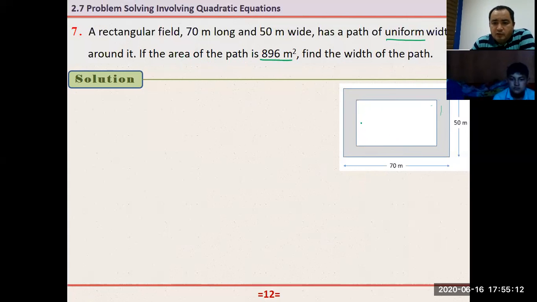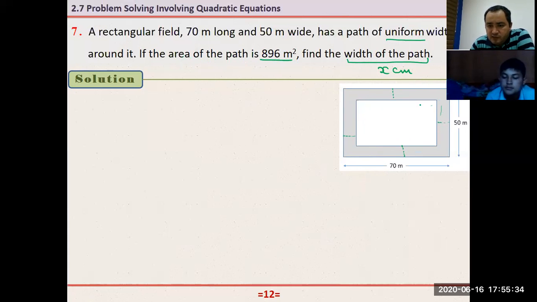Find the width of the path. Do we know the width of the path? I don't know. Assume that it is equal to x centimeters. Okay? Since it is x everywhere, this is also x, this is x, and this is x.